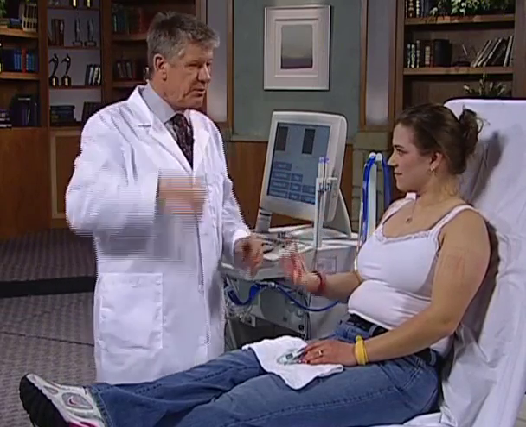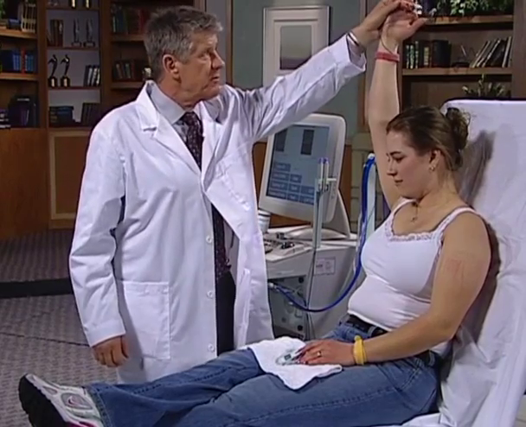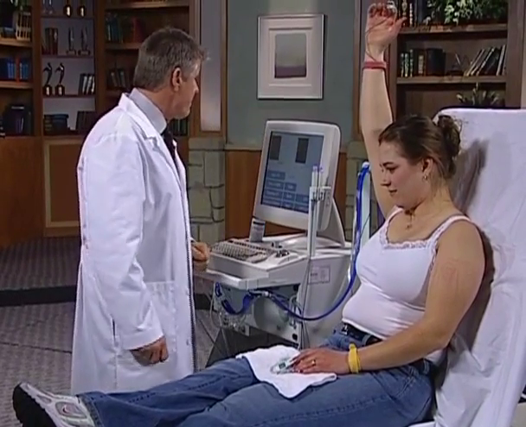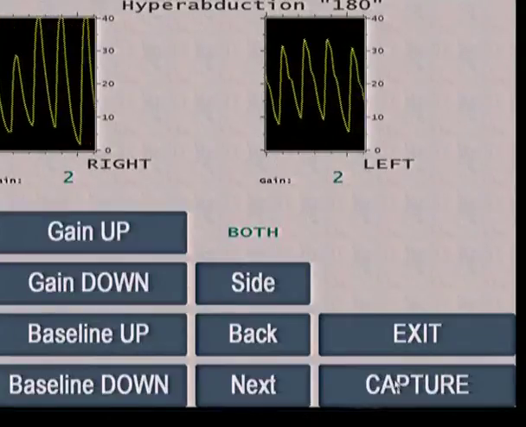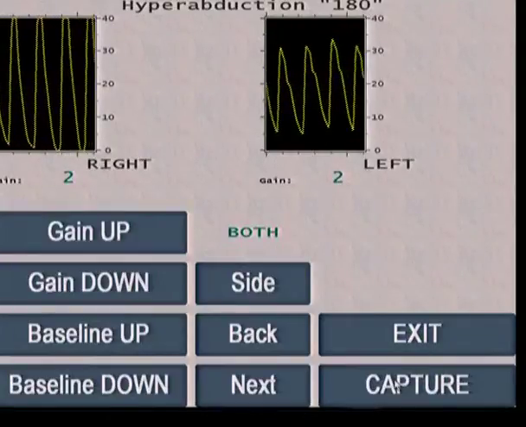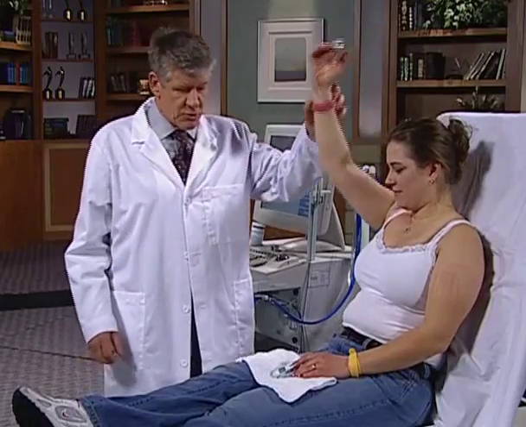And this is going to be straight above your head. Try and relax your hand when you go straight up. Just kind of up a little bit straighter than that. All right, we're getting a good signal there in the hyperabduction position, so we'll capture that and go on to the next position. So just relax your arm.